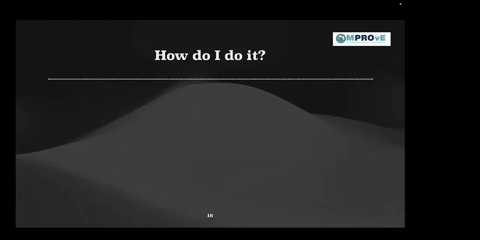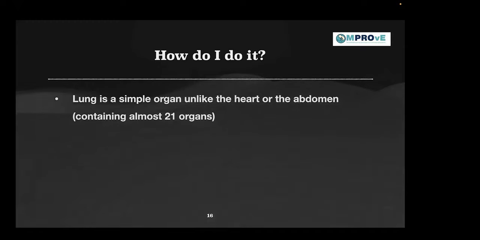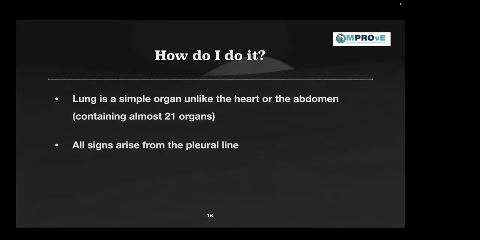Another question is, how do we do it? Right. So lung is a very simple organ, unlike the heart, which is always moving in different chambers and, you know, the flows and stuff like that, or the abdomen, which contains almost 21 organs. So lung is nothing like it. It's a very simple sack of air. So it's a very simple organ. And mind you, in terms of point of care ultrasound, where your heart, abdomen and other structures are involved, lung ultrasound is the most gross, because again, as I'm telling you, it's all about the artifacts. You don't look at the lung, you don't see lung, you only see the artifacts. So it's very gross. And all the science arises from the pleural line. Whatever science we're going to talk about all arises from the pleural line. Beyond the pleural line, there is air, which the ultrasound waves hit and it generates artifacts. So whatever you're going to see in the lung ultrasound is arising from the pleural line.